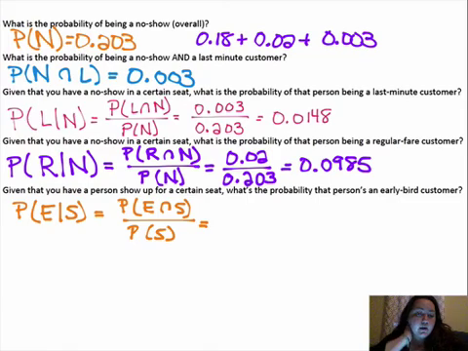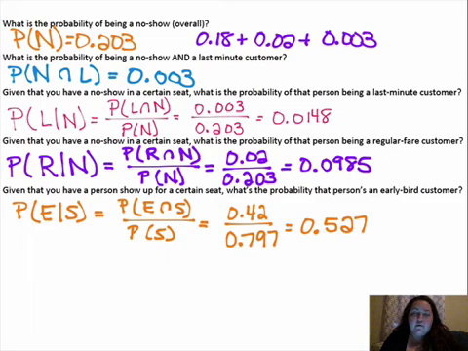Alright, given that you have a person show up for a certain seat, what's the probability that person's an early bird customer? Alright, so the probability that they were early, given that they showed up. Well, the probability that they were early and they showed up divided by the probability that they showed up. So to get the probability they showed up, I have to add up all the showed up on time probabilities. And I get 0.527.